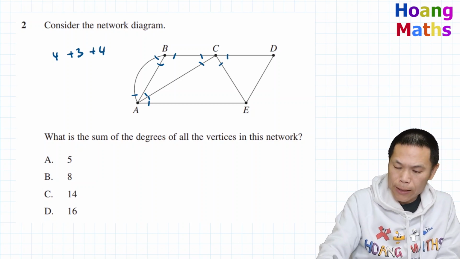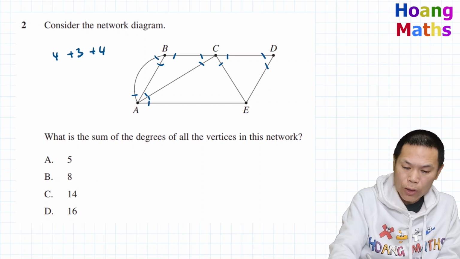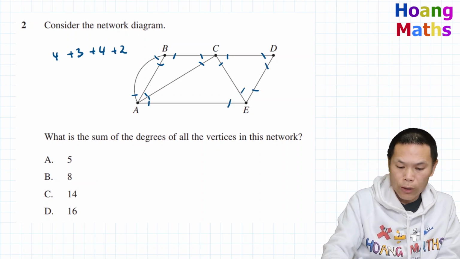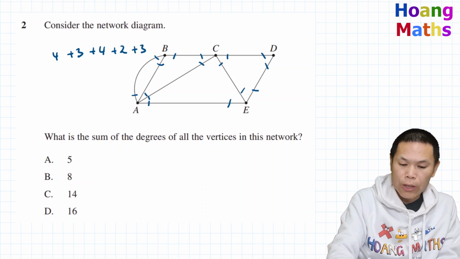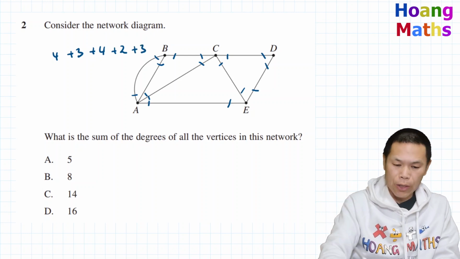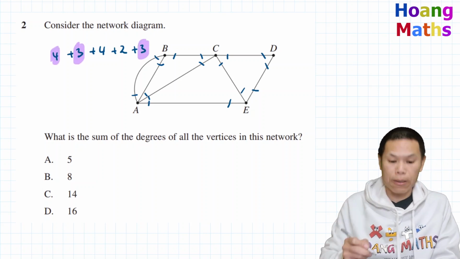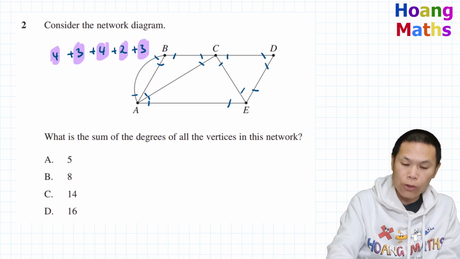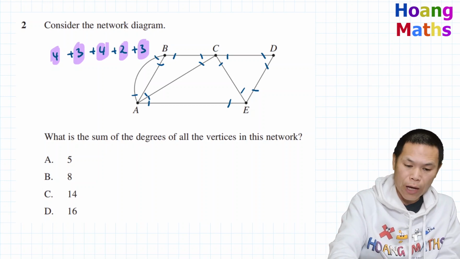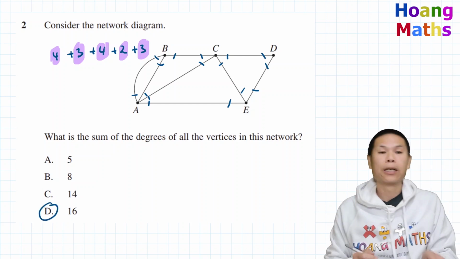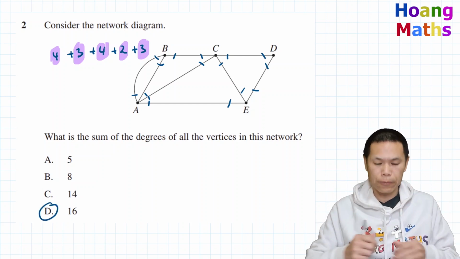And for vertex D, 1, 2, so we add 2. And vertex E, 1, 2, 3, so we add 3. So therefore, we just add them up. We have 4 here, and we add 3 plus 3 is 6. That gives me 10. We have 6 here. So 16 altogether. Otherwise, you can just put it on a calculator. So the answer is D. There you go.